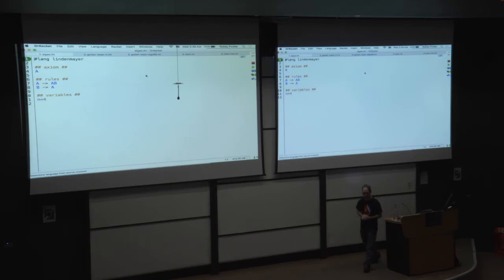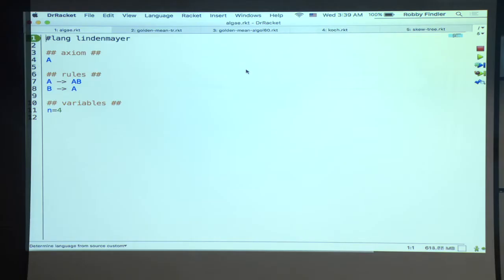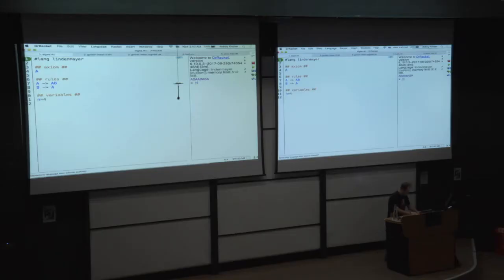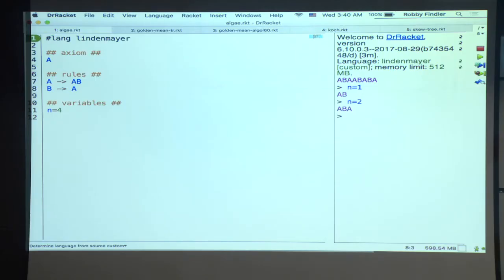Let's start with this one. Sorry about that. And then you have a series of variables. In this case, we have only n equals 4, which tells us we're going to run this program for 4 steps. And so we get this A, B, A, B, A out. Does that make sense to everybody? So if we ran for 1 step, we'd get A, B, and 2 steps, we'd get A, B, A. So they're always rewriting in parallel. Every single symbol is rewriting according to one of the rules at every single step.